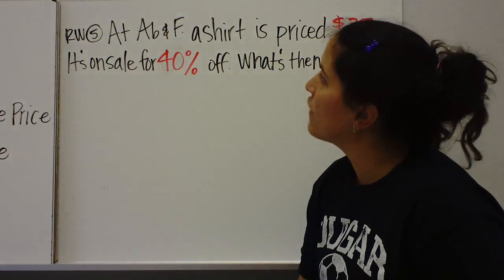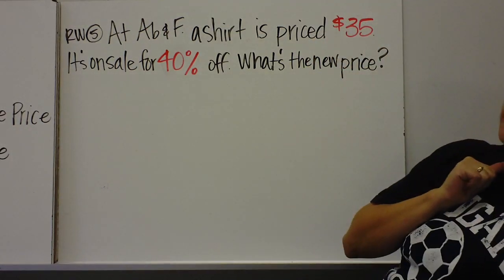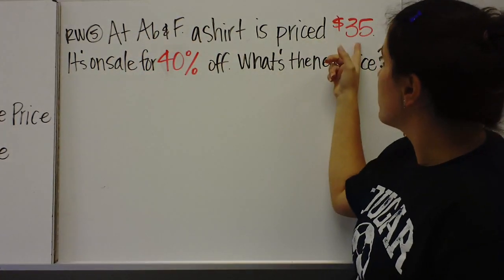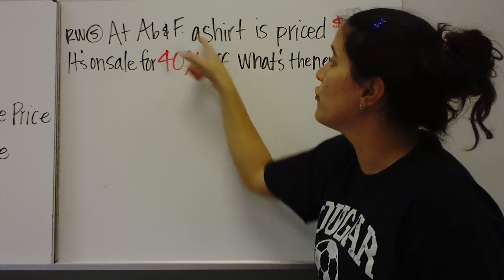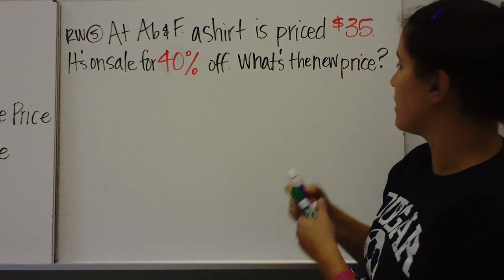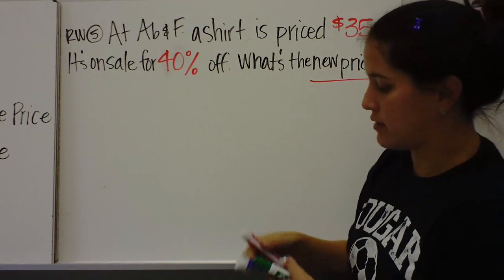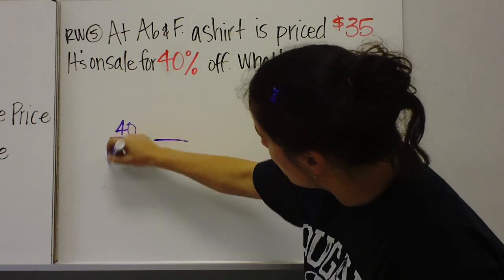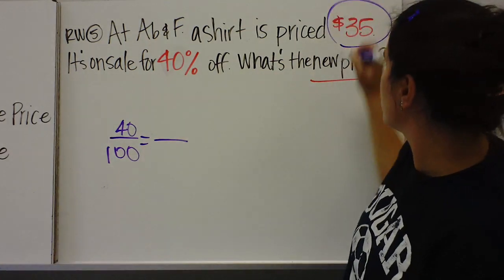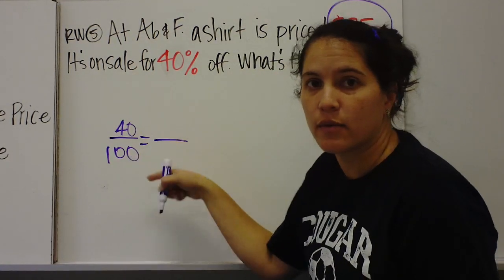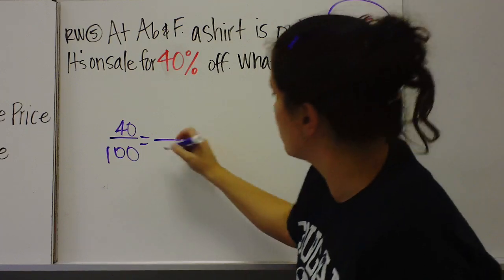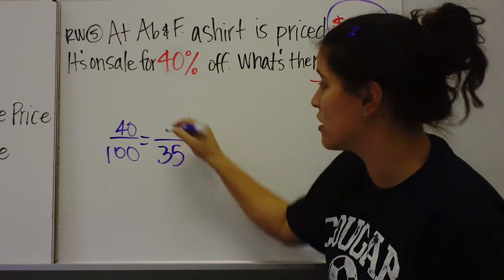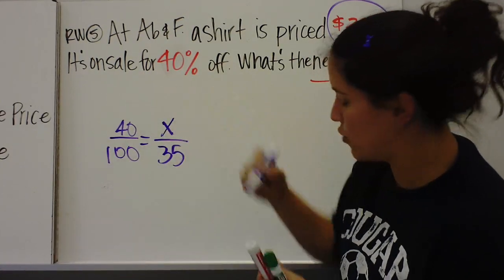Okay, last one, real world number 5. Pause, write it down. At Abercrombie & Fitch, a shirt is priced $35. It's on sale for 40% off. What is the new price? So we're looking for the new price. We're going to set up a proportion. 40 over 100. $35. Does that represent the 40 or does that represent the 100? That represents the $100. And we're going to find a 40% discount.